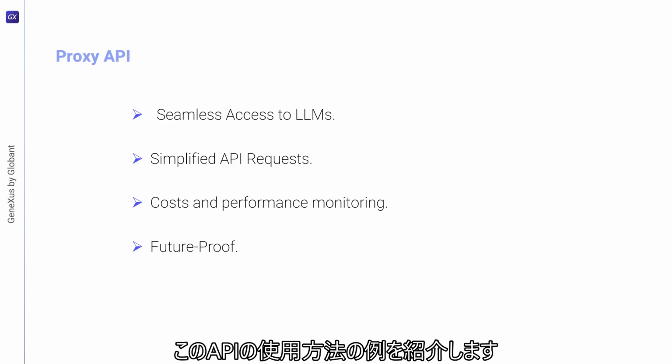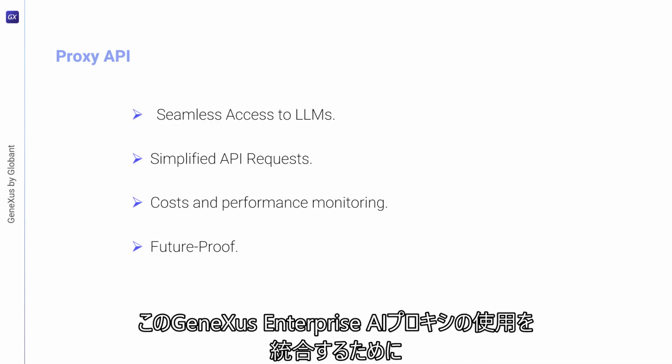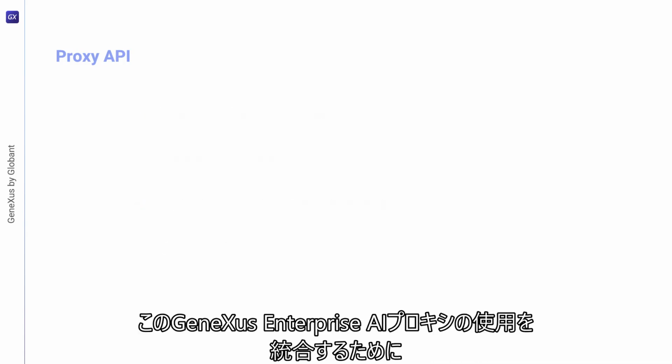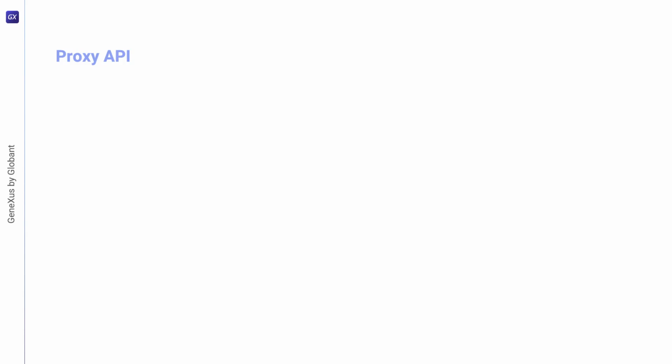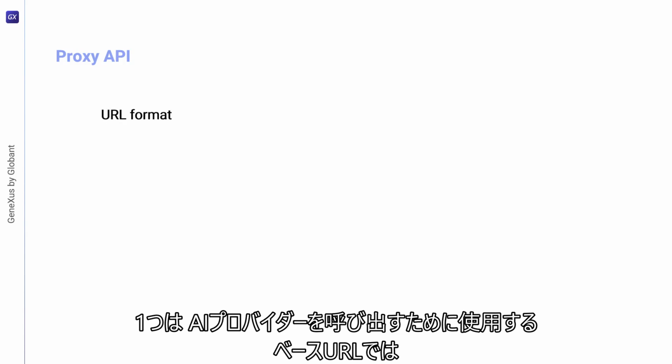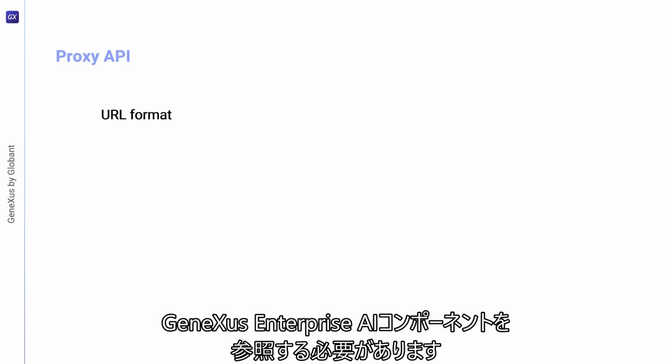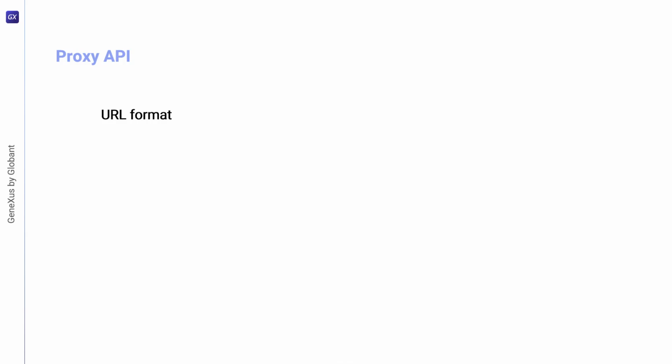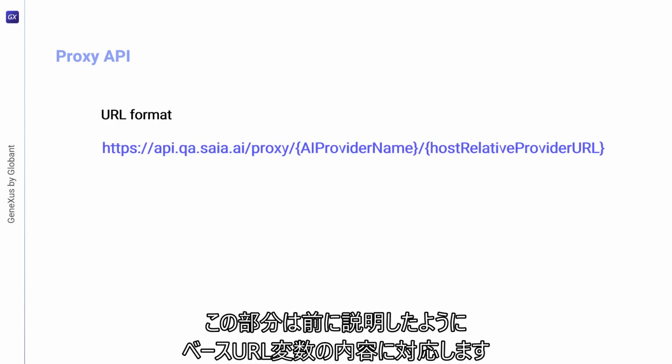Here are some examples of how to use this API. To integrate the use of this Genexus Enterprise AI proxy, no programming changes are required. Modifications simply involve alterations of two elements in each request. On the one hand, the base URL used to invoke AI providers must reference the Genexus Enterprise AI component. The format of the URL to be used is as follows, where this part, as we already know, corresponds to the content of the base URL variable.